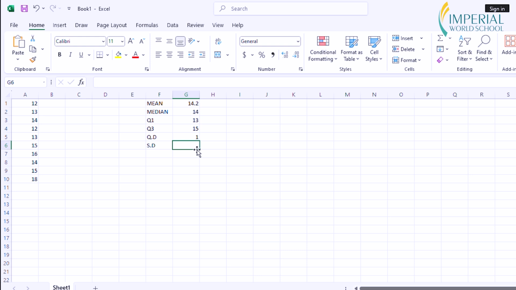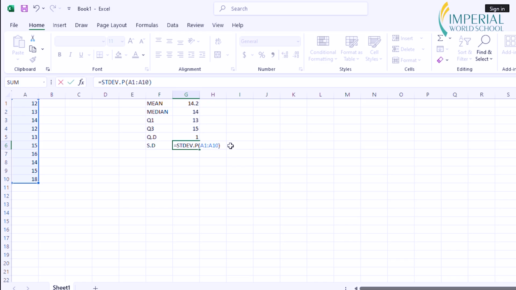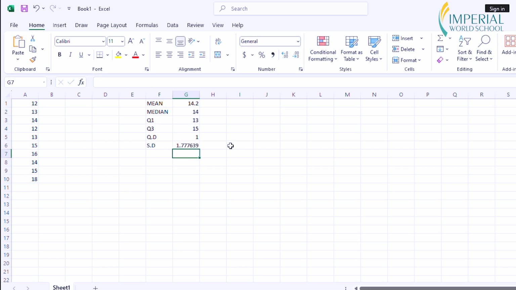Now for standard deviation, we are going to be using the formula equal to STDEV.P, A1 colon A10, bracket close. Now this is going to be the formula for standard deviation, which is 1.77.